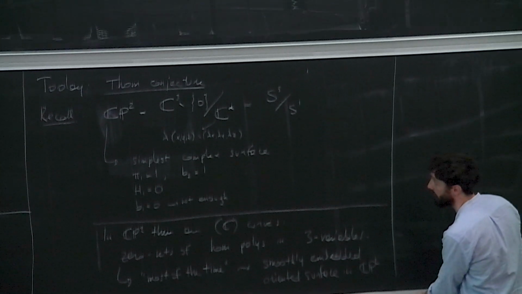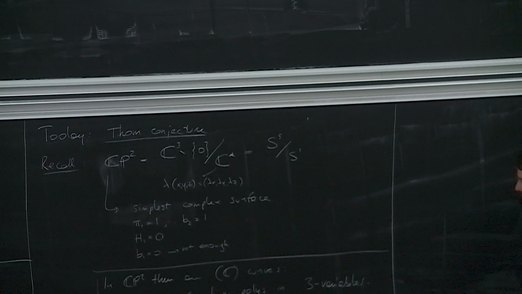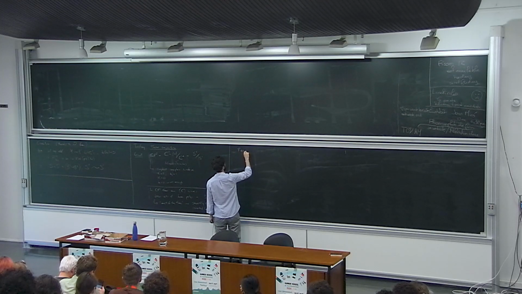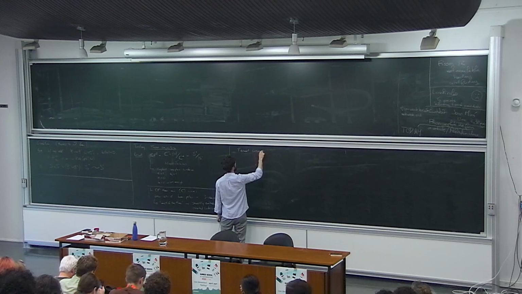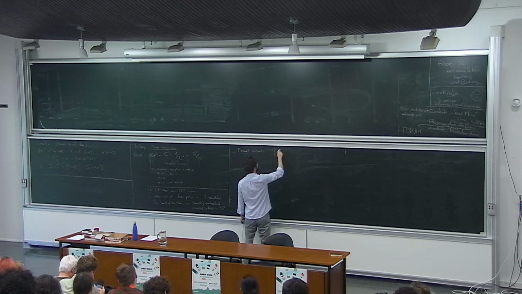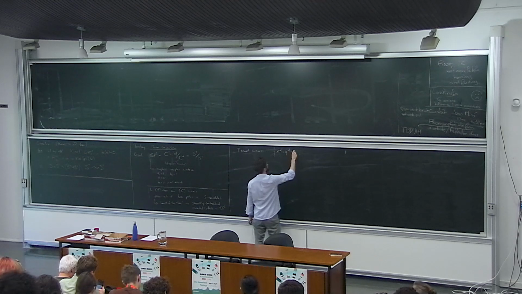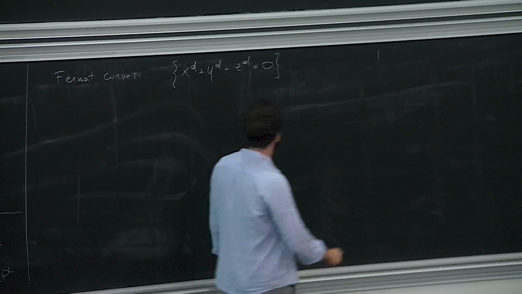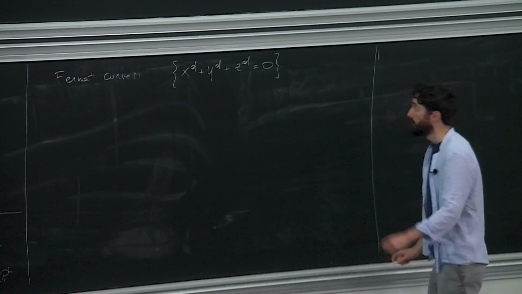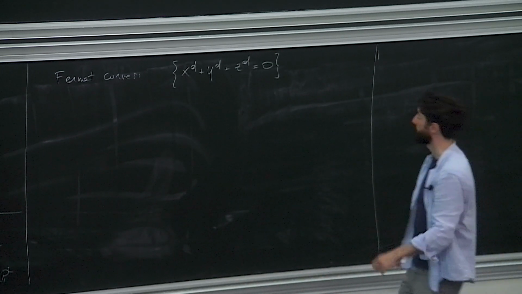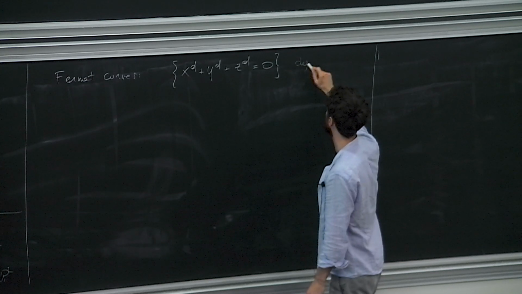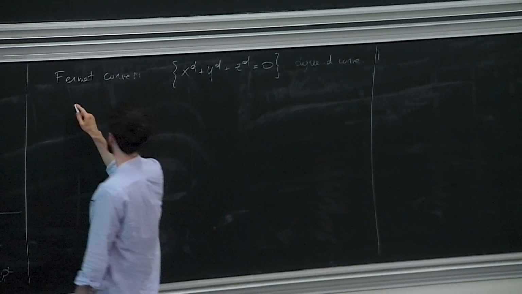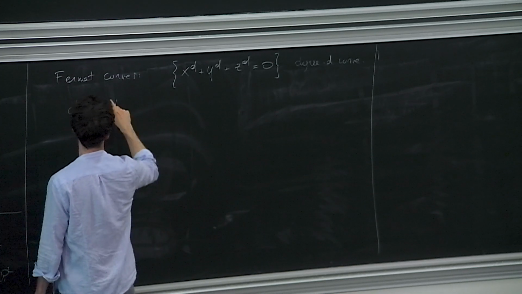This is one of the cases where not being unlucky actually means that you can give concrete examples. So you can look at Fermat curves. These are defined by the polynomial x to the power d plus y to the power d plus z to the power d. This is a degree d curve. The claim is that this is smoothly embedded.